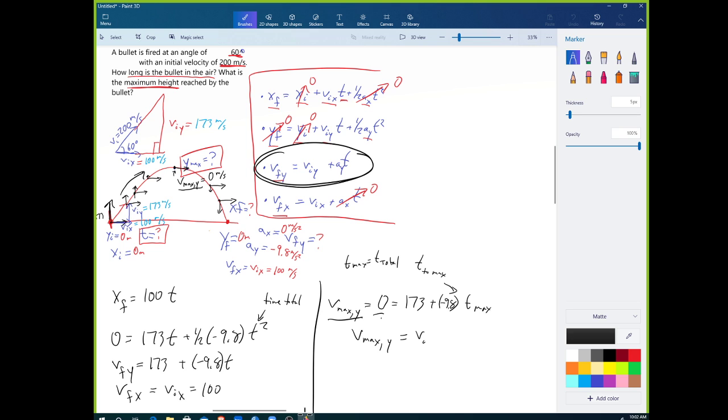This is going to be your initial velocity in the y direction plus your acceleration in the y direction. So it starts out exactly like everything else, but then it's going to be the time to the max point instead of the time total to fall, because if I'm looking at what's happening here, I don't want to use the time that it takes to fall to here.